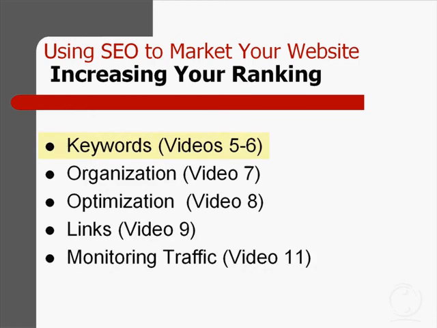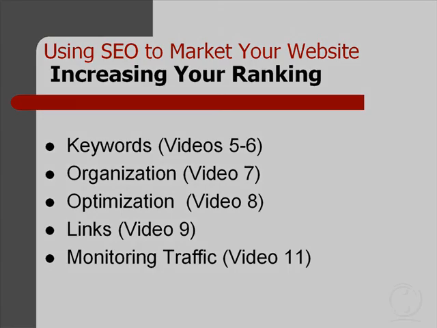This is an example of the role that keywords play in search engine optimization. Keywords are one of the 5 main considerations when developing a strategy to increase your rankings. The other main considerations include website and content organization, page optimization, incoming and outgoing links, and traffic monitoring. We'll explore each of these in greater detail as we continue through the video series.